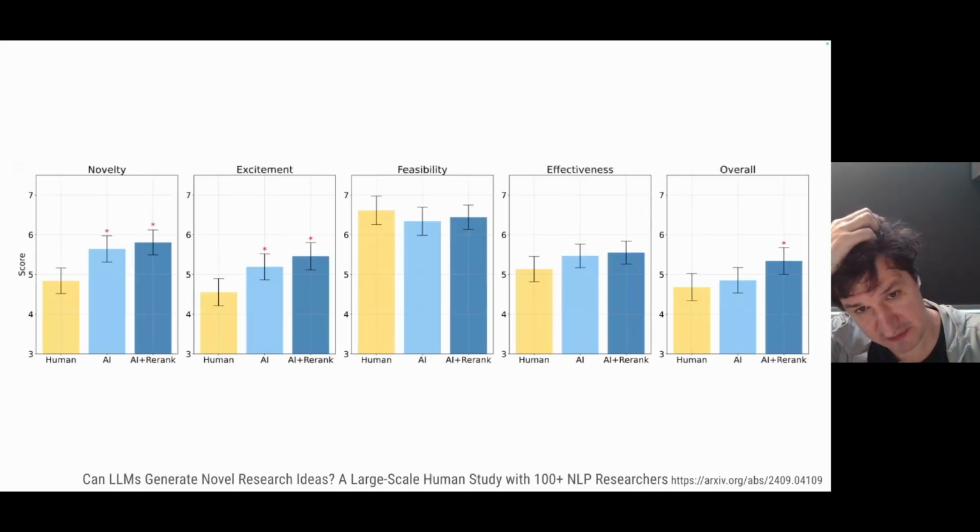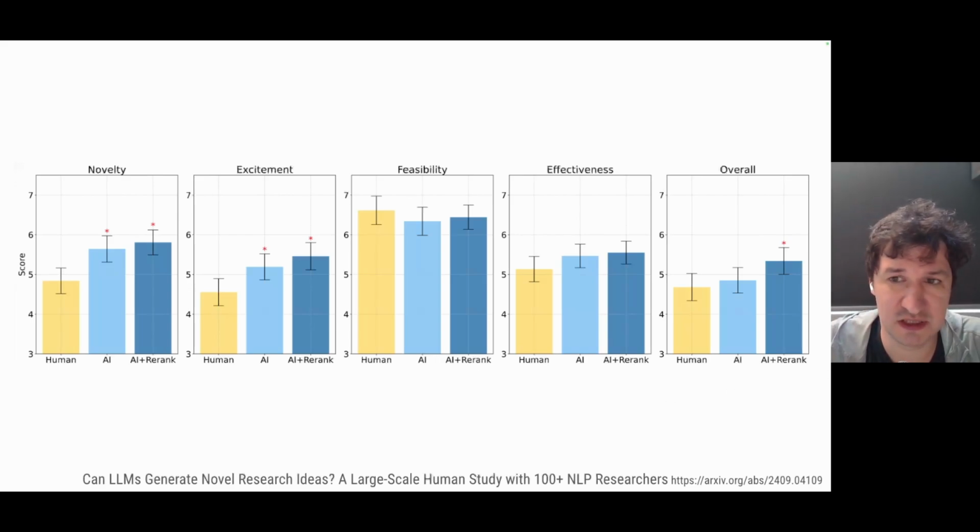And what they have found is that the overall quality of ideas was better only for the condition when it was AI plus re-ranking by humans. There was no significant difference for effectiveness and for feasibility of these ideas. For novelty, both AI and AI plus humans were doing better than humans. And for excitement of these ideas, again, AI and AI with humans were doing better.